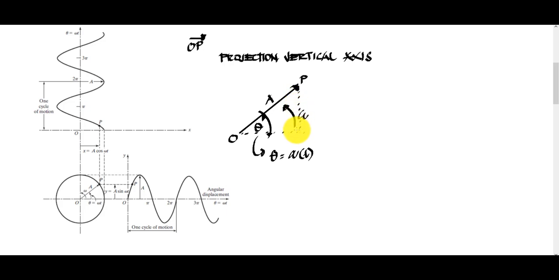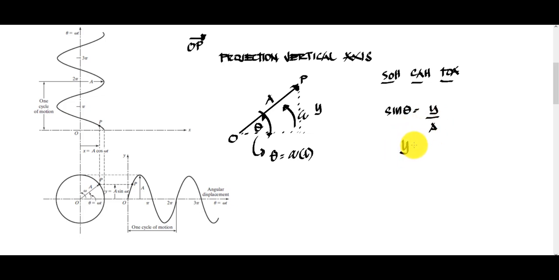So remembering from your trigonometry, we have your SOHCAHTOA. This is the easy way to remember that one. So we have your theta, and we have here your hypotenuse, which is your A, and we have your opposite. So this is your projection at the vertical axis, which is your y. Then we can say that sine of theta is equal to your opposite, where your opposite is your y, divided by the hypotenuse, which is the value of your A.